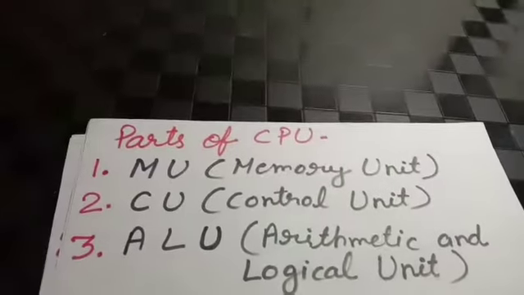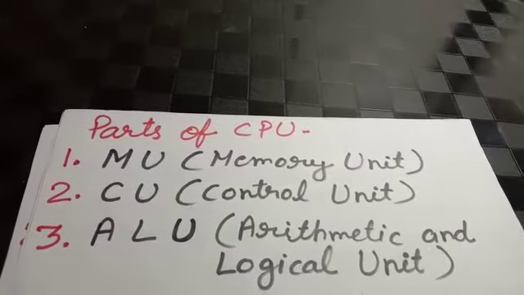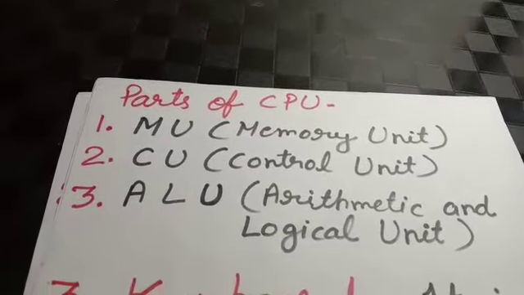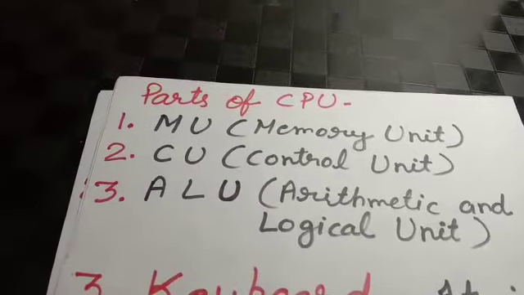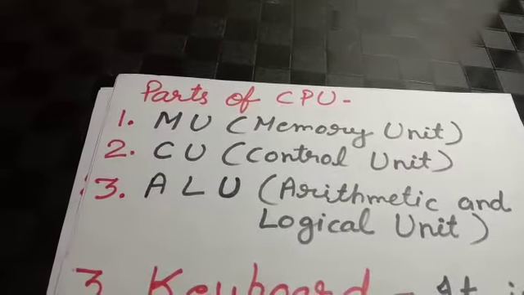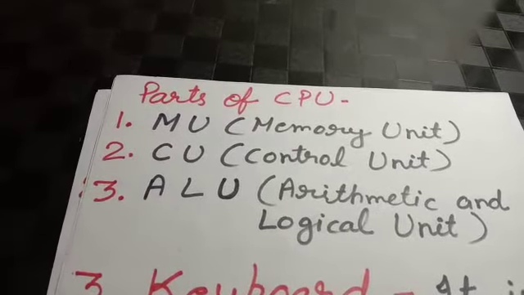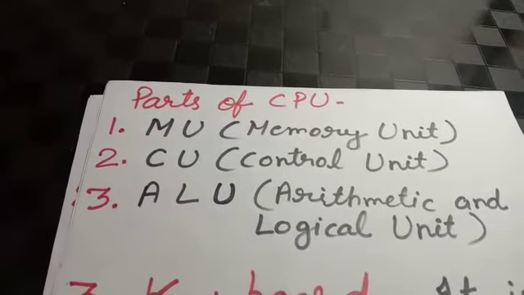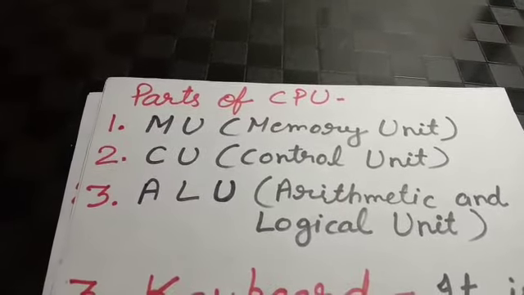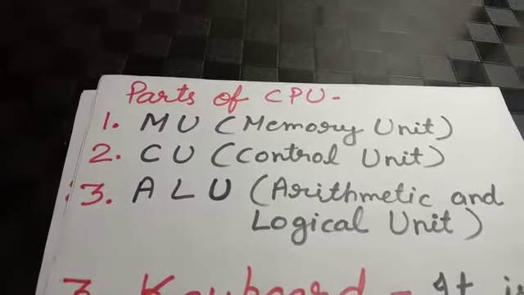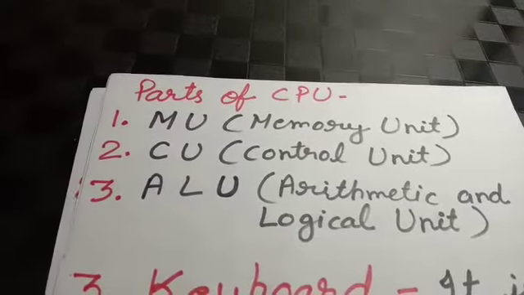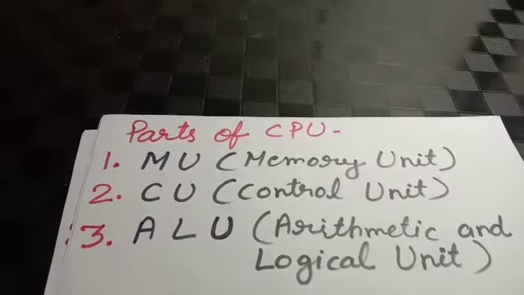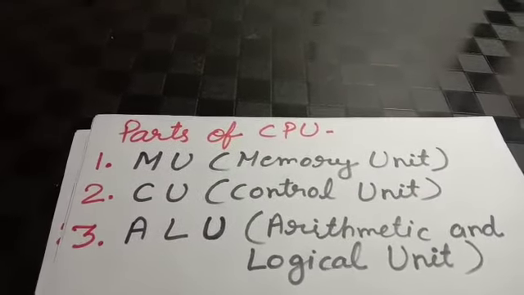CPU also has parts. First is MU, memory unit. In this unit, we can store data and instructions which are to be processed and are then passed on to ALU or CU. Second is CU, control unit. Control unit works like a traffic policeman. It controls and manages the working of all the parts of a computer. Means what to do is decided by the CU.